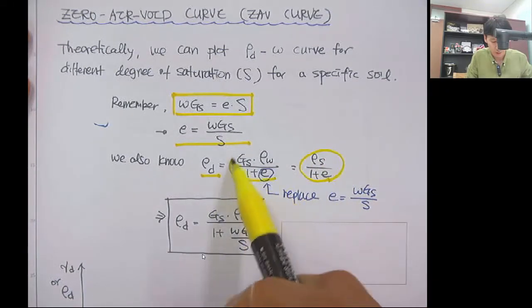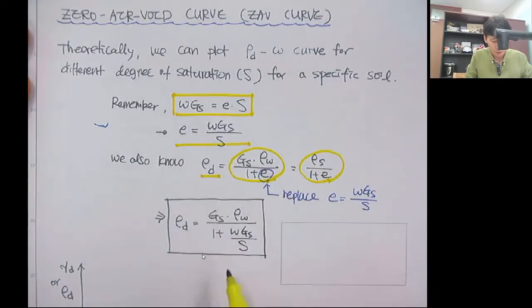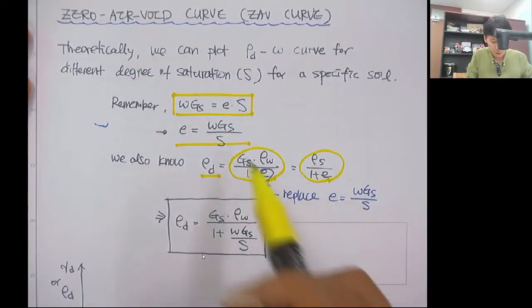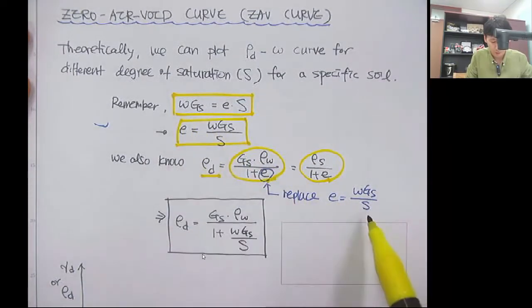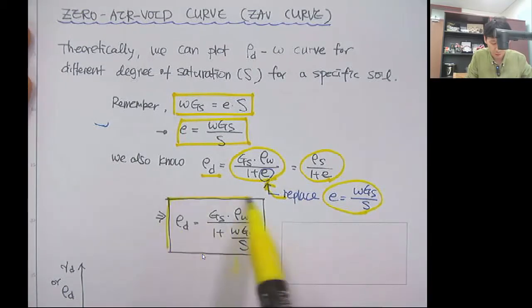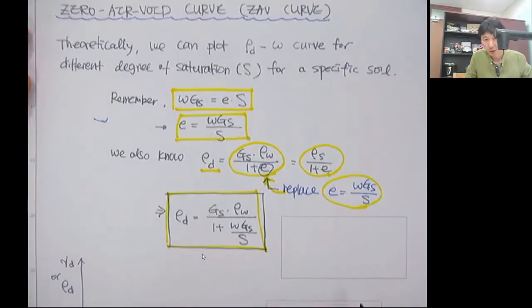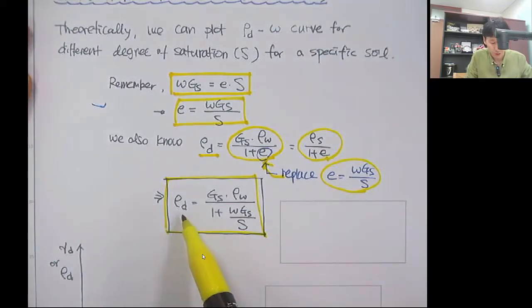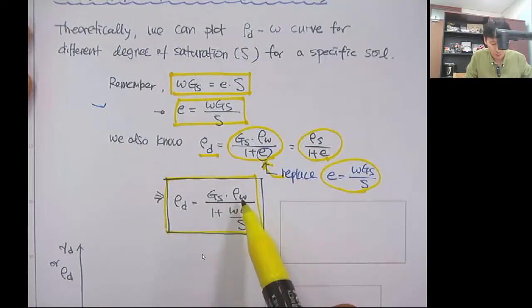So from here we can derive this equation. And if we replace the void ratio with this equation, so we're just inserting here to remove the e, then we get this final equation. So in this equation, the dry density rho_d is equal to G_s times rho_w over 1 plus w G_s over S.